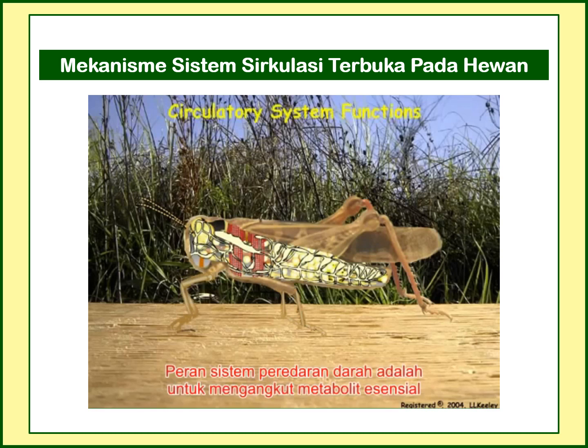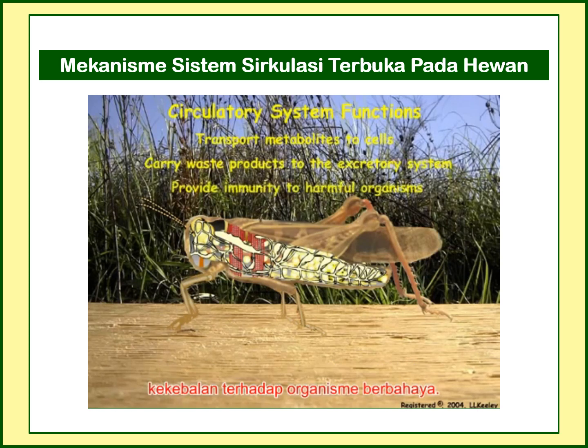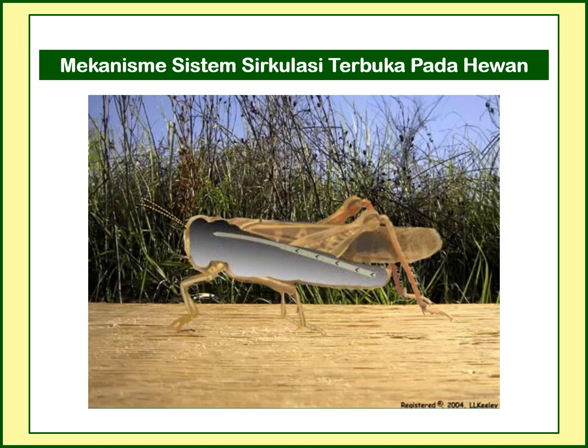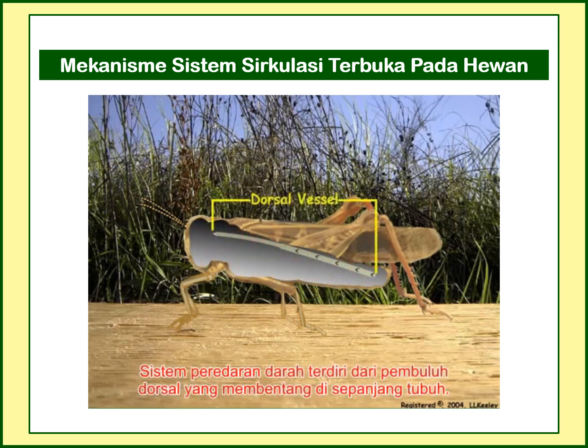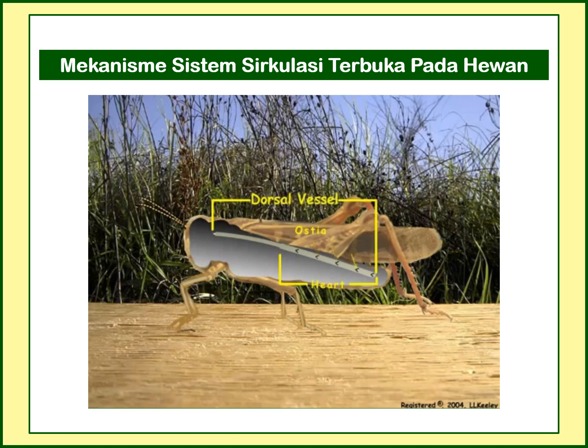The roles of the circulatory system are to transport essential metabolites from the fat body to the cells, carry waste to the excretory system, and provide immunity to harmful organisms. Insects have a simple, open circulatory system. The circulatory system consists of a dorsal vessel running the length of the body. The dorsal vessel is divided into a posterior heart that contains intake valves called ostia and an anterior aorta.